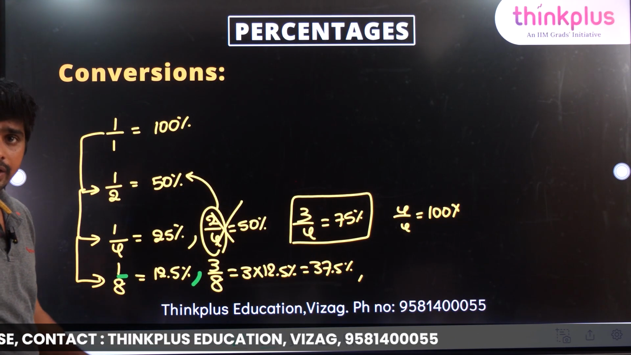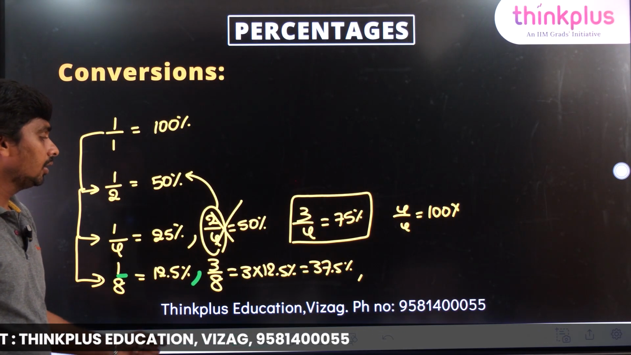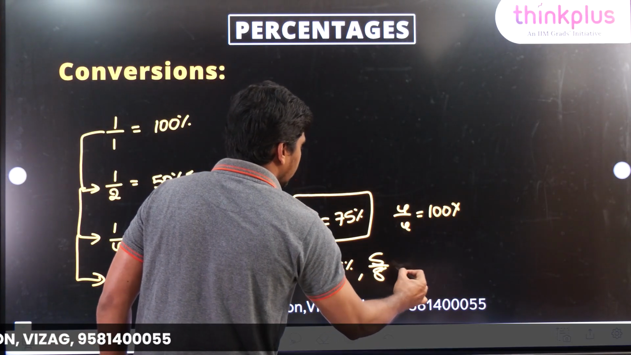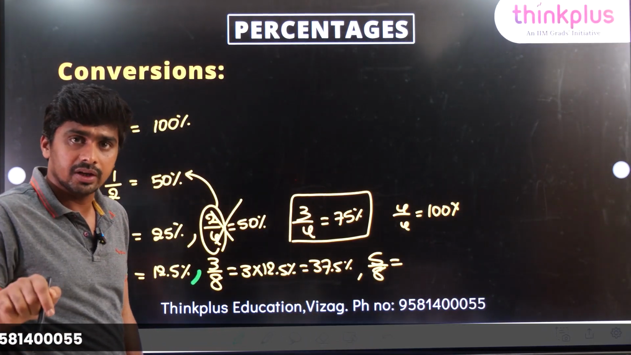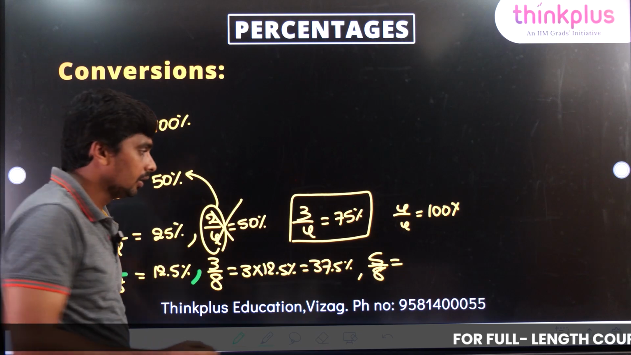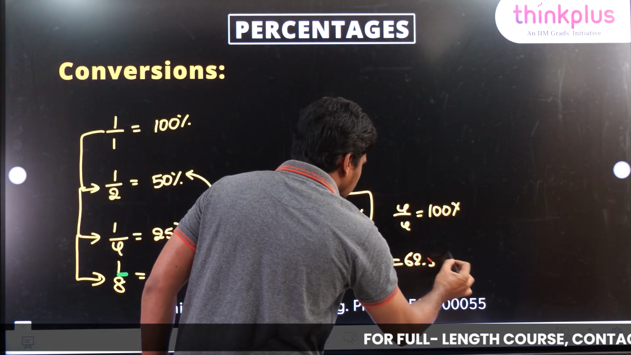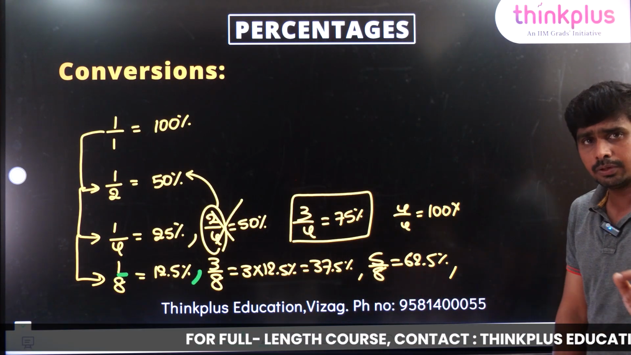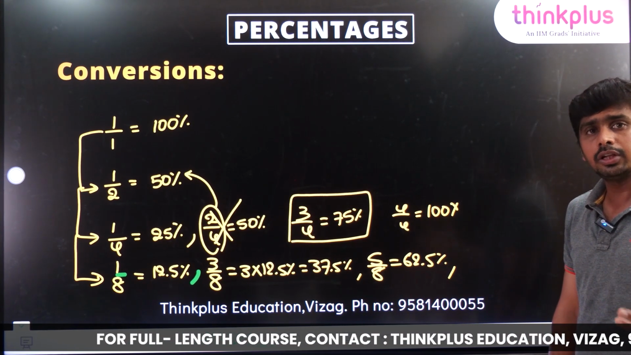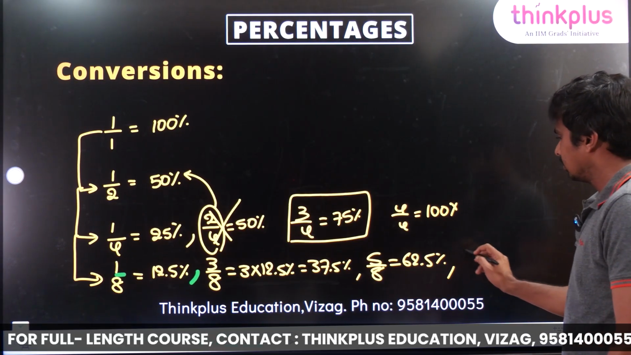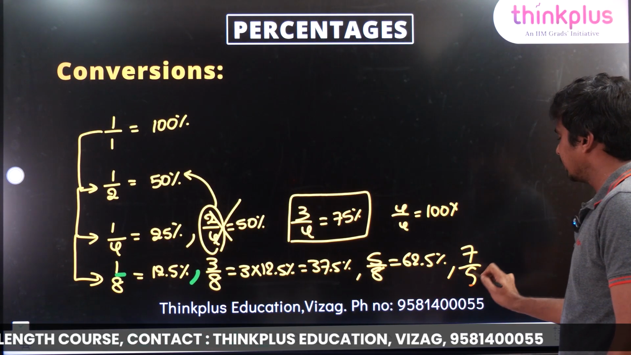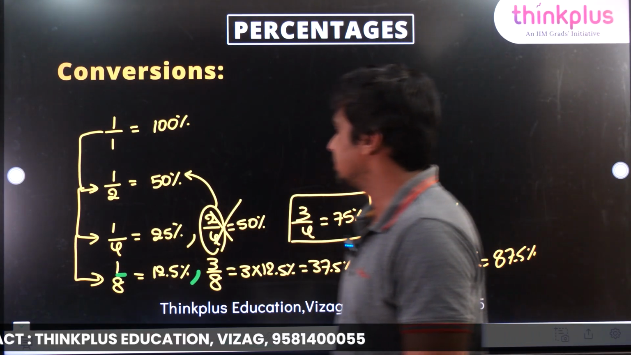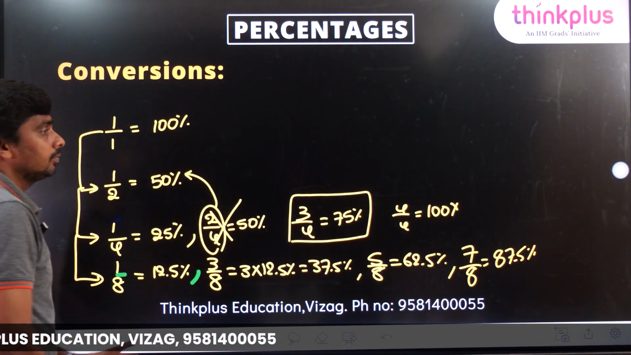What is the next one? 4 by 8. So 4 by 8 means 4 into 1 by 8. 4 by 8 is 1 by 2, and 1 by 2 we know. The next one is 5 by 8. 5 by 8 means 5 into 1 by 8. 1 by 8 value is how much? 12.5. So I write 5 into 12.5, 62.5. Next one is 6 by 8. If I simplify 6 by 8, I'll get 3 by 4, and 3 by 4 is 75%. So that's already done. Next is 7 by 8. 7 into 12.5, how much? 87.5. So you should learn not just these 4 things, but anything from 1 by 1 to 1 by 15.